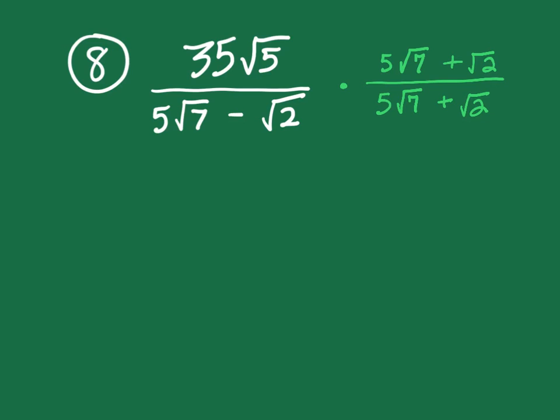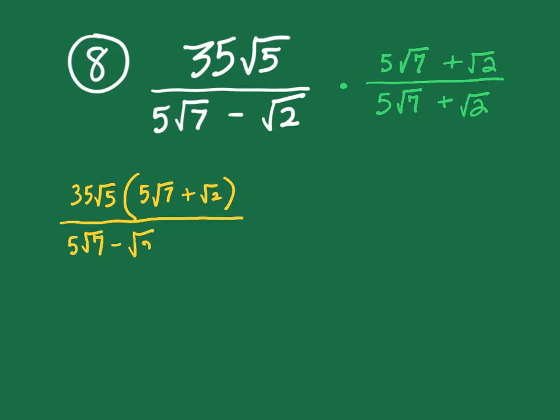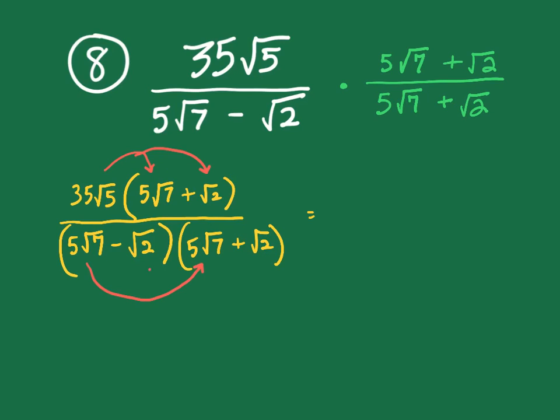So I'll write this out in a way that might seem a little more clear. So we've got 35 square root of 5 on top times that binomial. Distributing on the bottom, normally you do FOIL, but since these are conjugates, you can get away with just doing the first times the first and the last times the last.